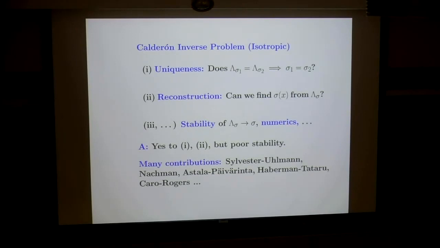Now, on the theoretical side, there have been many contributions. So there is Calderon's original work. Sylvester and Uhlmann proved the first global uniqueness theorems in 3 dimensions and higher. Nachman did the same thing in 2 dimensions. And then Astala and Päivärinta, around 12, 13 years ago, produced sort of the definitive result in 2 dimensions, which will inform some of the work I'll describe in a few minutes. And then there have been improvements in higher dimensions, Haberman and Tataru, Caro and Rogers, but many, many other people.